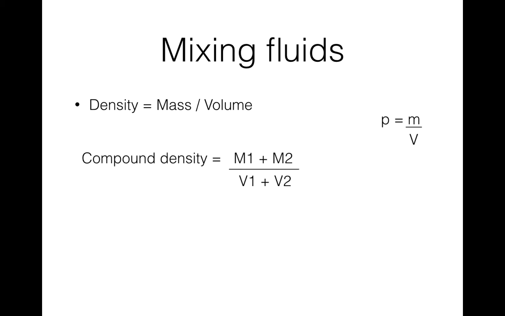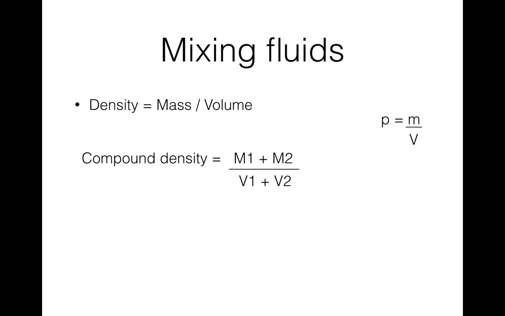So first off, just remember that density is mass divided by volume, and that's normally written as rho as M over V. Now, when we mix two substances together, because that's what we'll be doing, mixing two substances, two liquids or two gases, the total density will be the total mass divided by the total volume. So compound density or total density is the mass of the first plus the mass of the second divided by the volume of the first plus the volume of the second. Total mass divided by total volume.